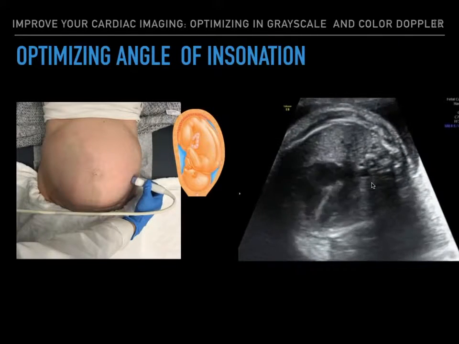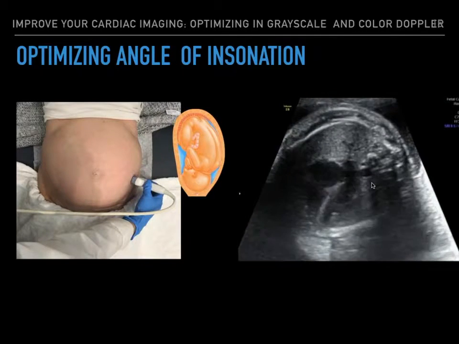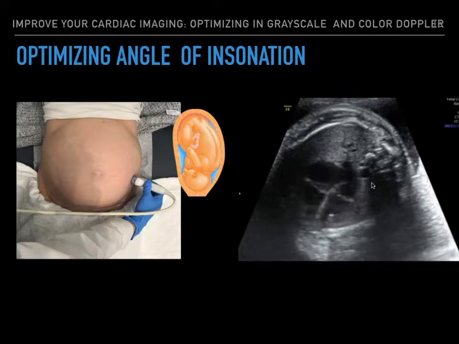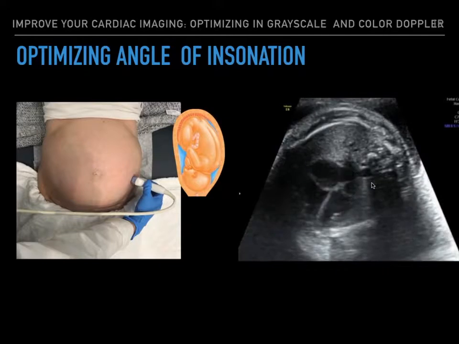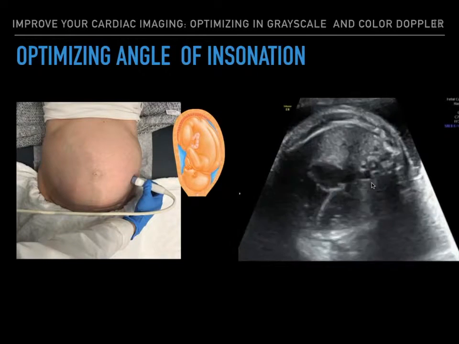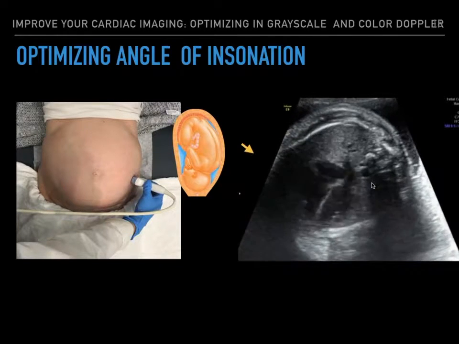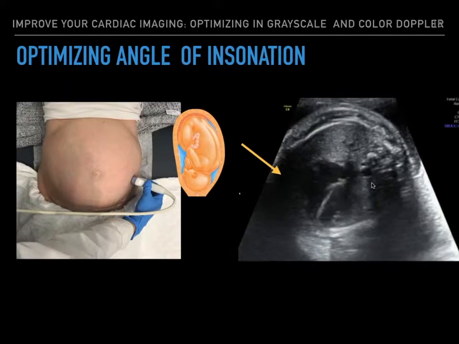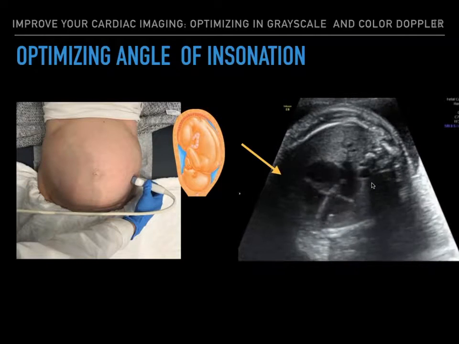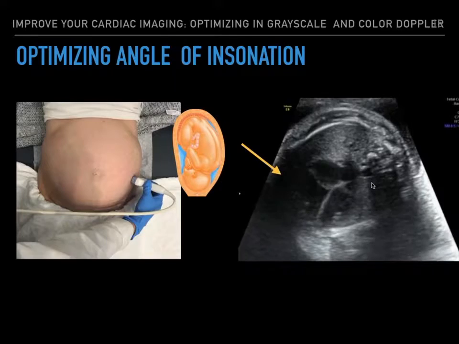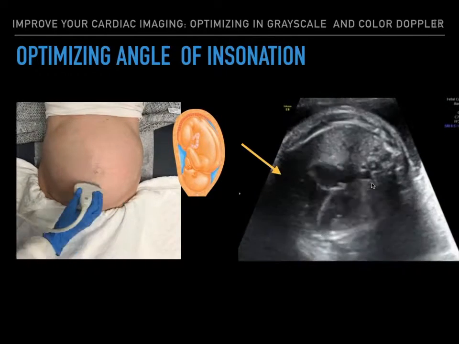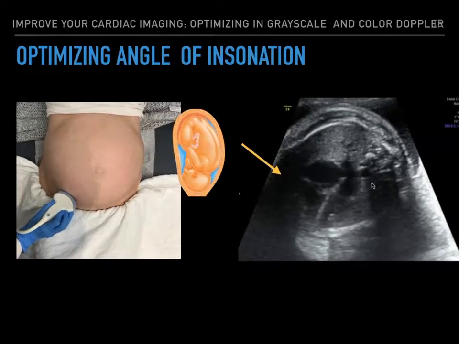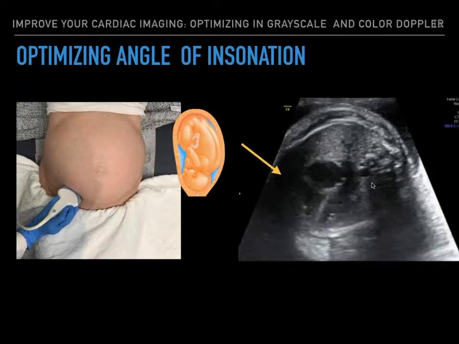Another technique is optimizing your angle of insonation. As we all know, the optimal approach to the heart is an apex up, spine down position. However, we know that isn't always the case. So here we have a fetus positioned on the left lateral side of the uterus. We can get a decent view of the heart by scanning between the ribs to reduce shadowing, but how can we further optimize this? A helpful technique is to move your transducer to the opposite side of the uterus to get an apical insonation of the heart.